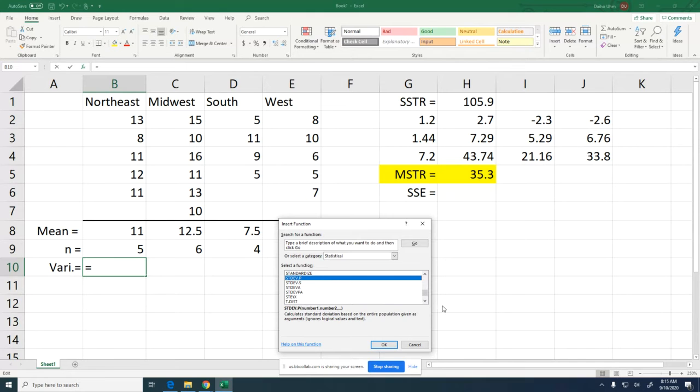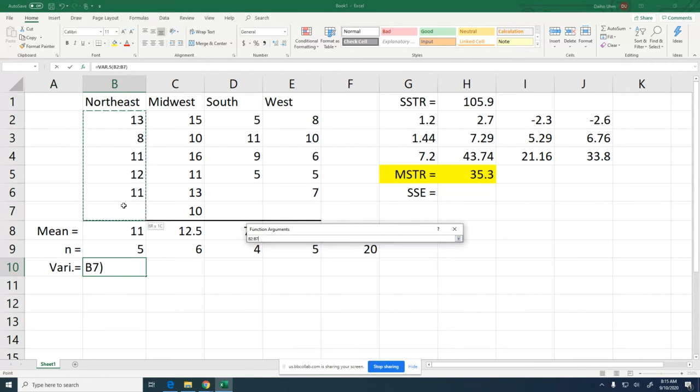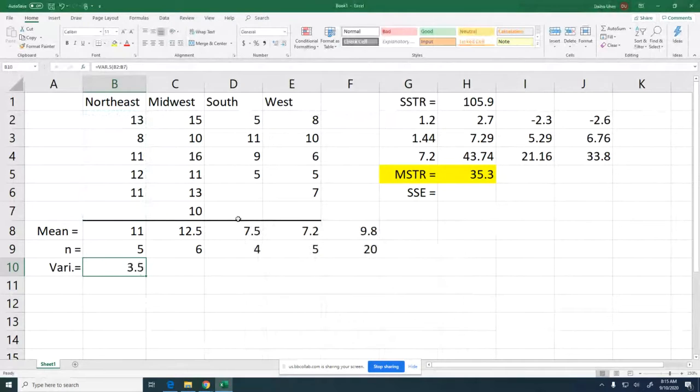But let me go down more. Probably we have, yes, we have VAR dot S. It is the sample variance. Is it dot S, standing for the sample? So let me take the VAR dot S, and the observations: 3.5. The 3.5 will be S1 squared. Okay. Then now let me copy to the right.